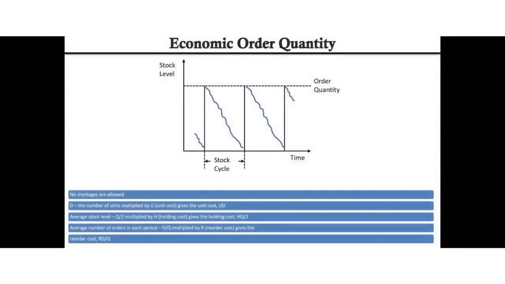Imagine a single item that is held in stock to meet constant demand of D per unit of time. Assume that we know the unit cost U, reorder costs R, and holding costs H. But the shortage cost is so high that no shortages are allowed and all demands must be met. The item is bought in batches from a supplier who delivers after a constant lead time. We want to calculate the best order quantity Q.